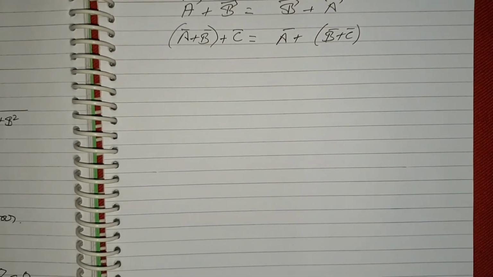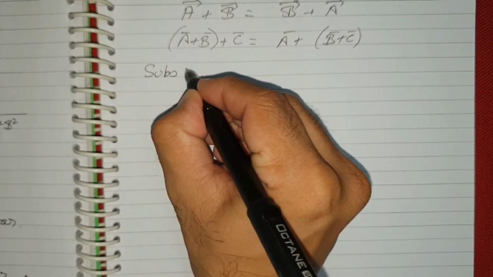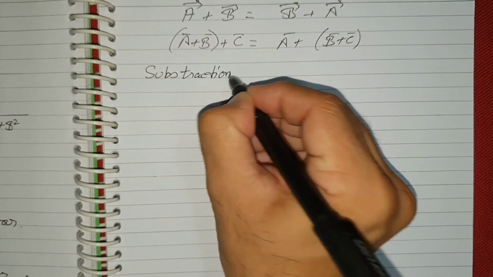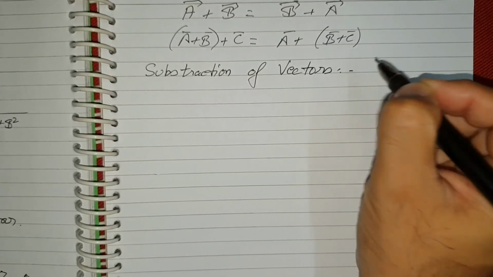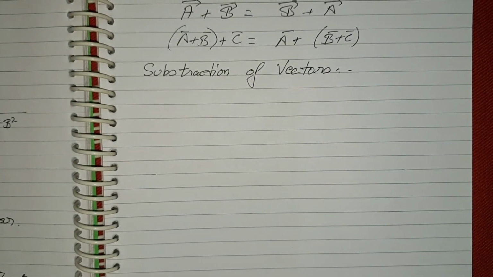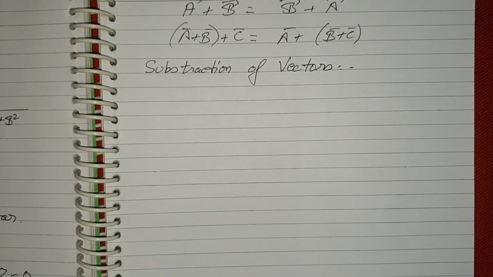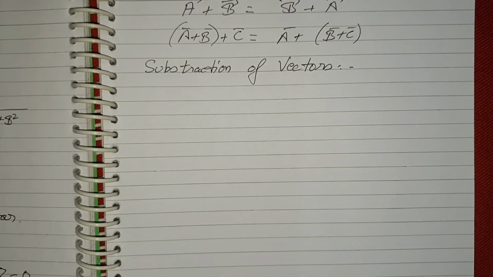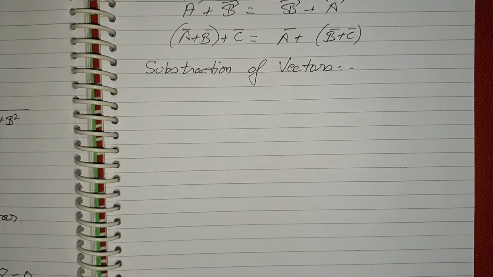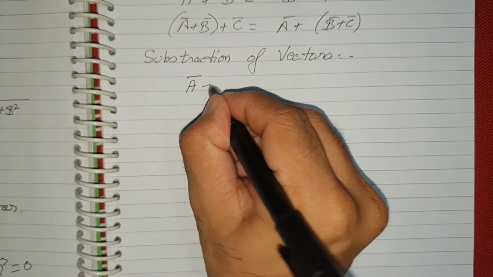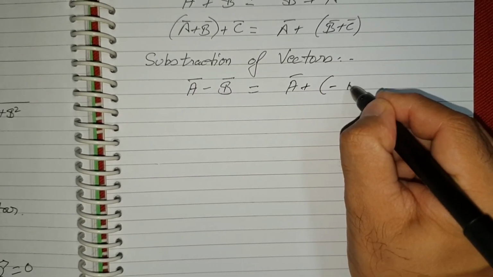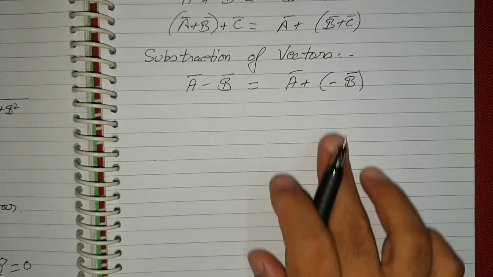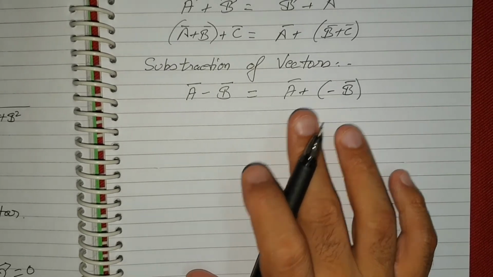Now subtraction of vectors. Now see, subtraction of vector B from vector A is actually defined as addition of vector minus B onto vector A. So basically if you want to write vector A minus vector B, this can also be written as vector A plus minus B vector. That means we are adding minus B vector to A vector.